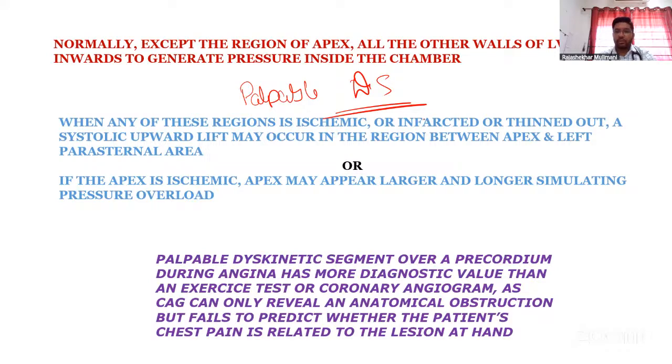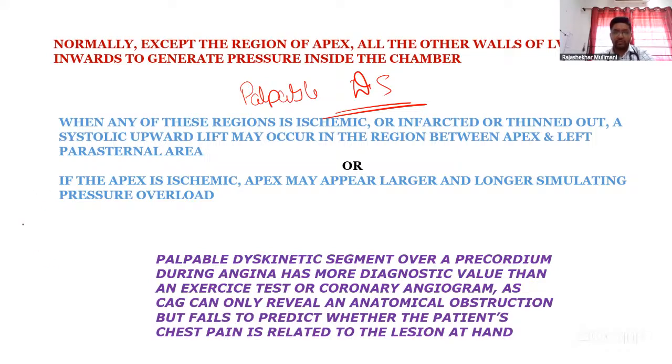This is for the postgraduates. A palpable dyskinetic segment on the precordium during angina has more diagnostic value than an exercise test or a coronary angiogram, as the coronary angiogram can only reveal an anatomical obstruction but fails to predict whether the patient's chest pain is related to the lesion at hand or not.